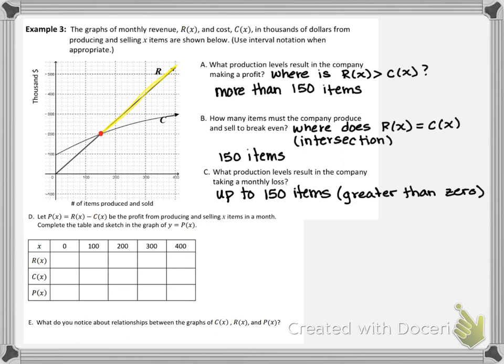Let's see, we're just using the graph. So R of 0 is going to be 0. That's this point right here. And then C of 0 is this point right here, which is at 100. And then we know that P of X is revenue minus cost. So P of 0 is going to be 0 minus 100.